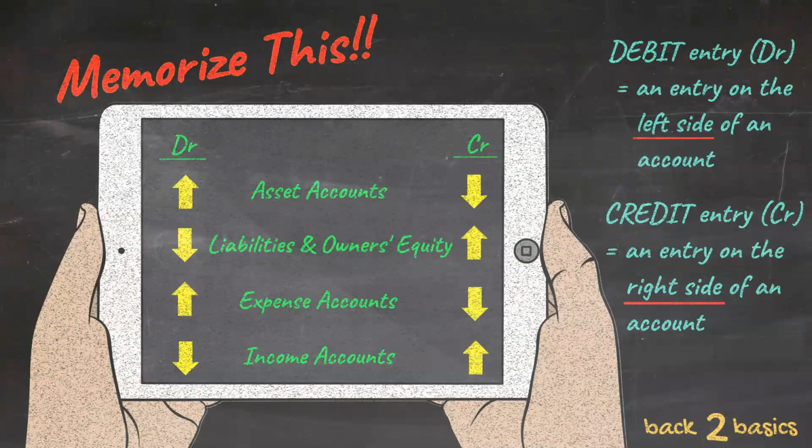Now I'm saying this again. Please memorize this. This is how you will know whether to debit or to credit a specific account. Right. So before we jump into examples of the application of double entry, let's just quickly look at an account in its simplest form.